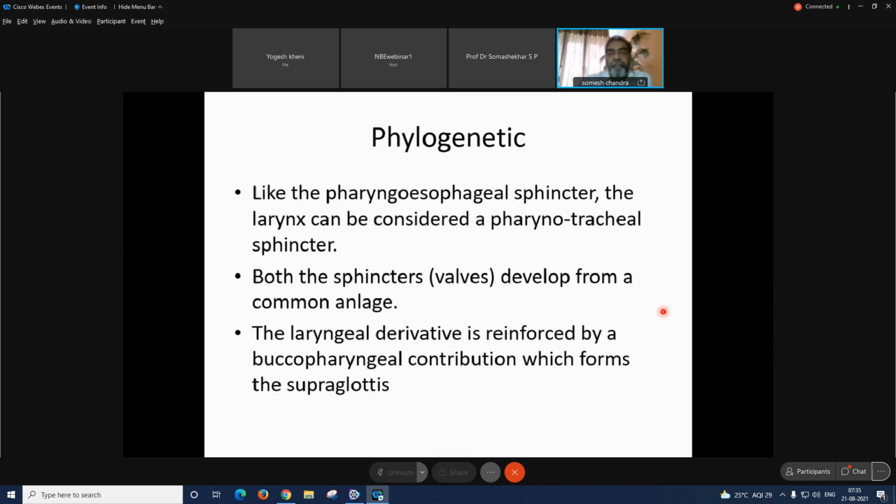Embryologically, the larynx develops from two distinct originators. The foregut gives rise to the airway and the food passage, that's the trachea and esophagus. And to this is added the supraglottic larynx. So the glottis, subglottis, and trachea develop as parts of the foregut. And this is then reinforced by a buccopharyngeal contribution, the branchial arches, pharyngeal arches. So, like the pharyngoesophageal sphincter, the larynx can be considered a pharyngotracheal sphincter, and both of them develop from the foregut.